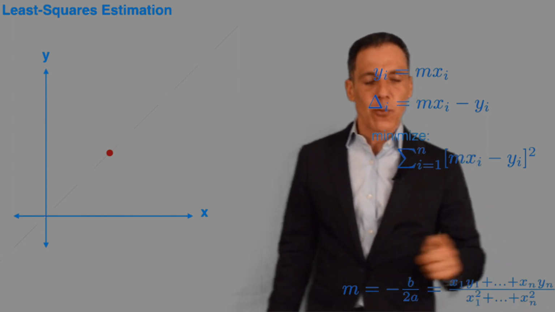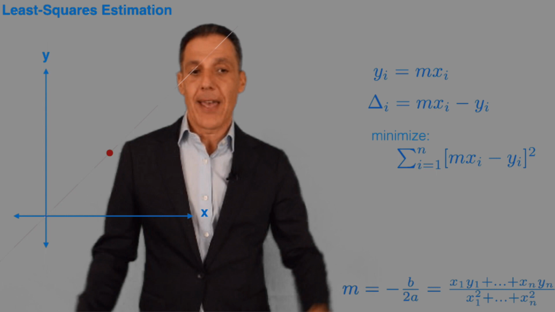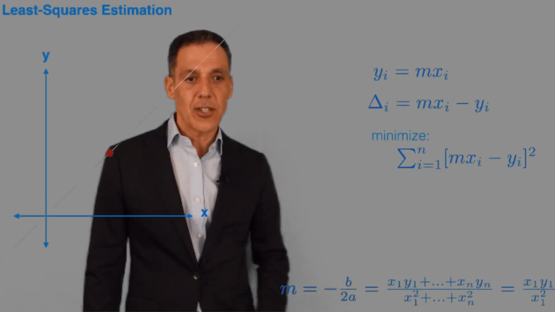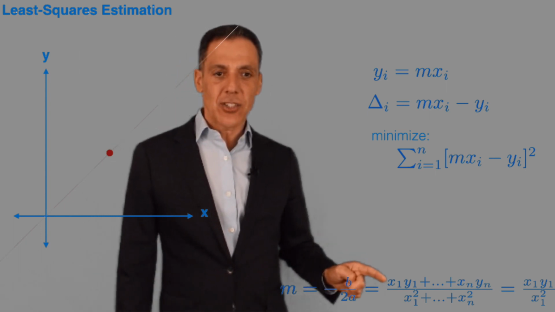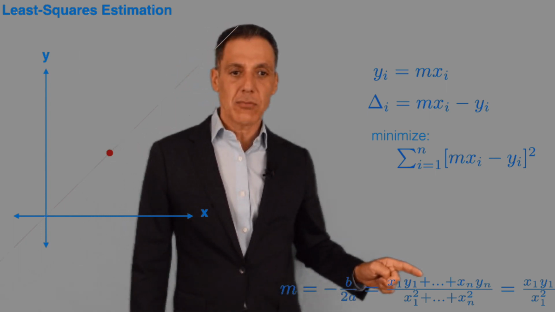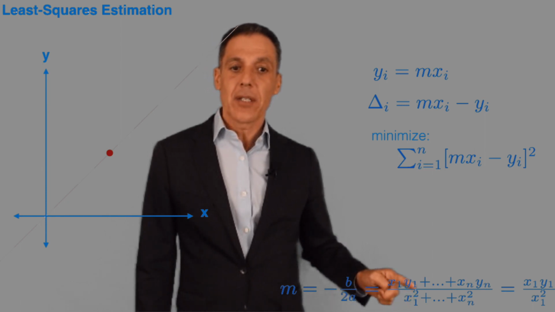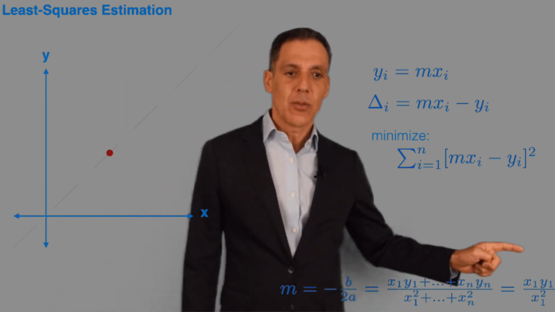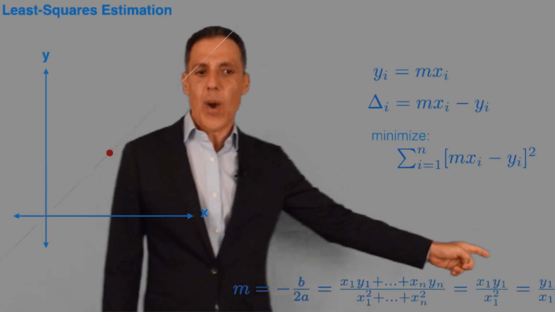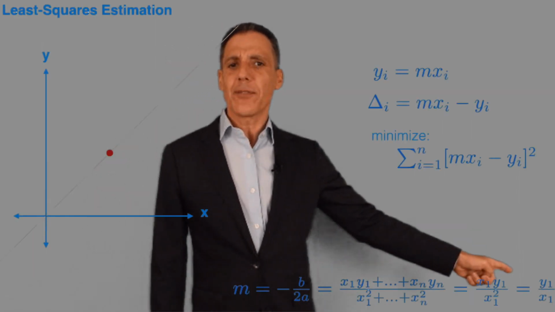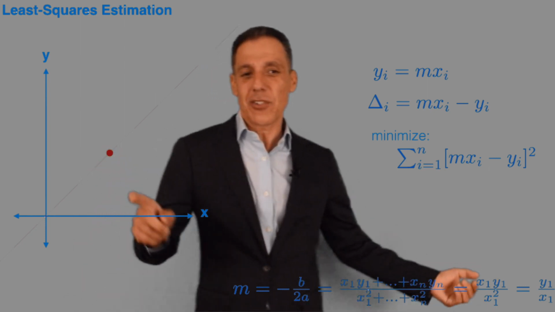Well, what does this look like for 1 point? Well, n is 1, so we can certainly evaluate this. There's nothing wrong with it, so let's look at it. Well, so m is equal to minus b over 2a. So that's just x1, y1 plus, oh, that's it. I only have 1 point. So it's x1, y1 over x1 squared. So it's x, y over x. Okay, so what is that? Well, it's just y over x. What's y over x? It's the slope of that point. That's exactly what the slope is.